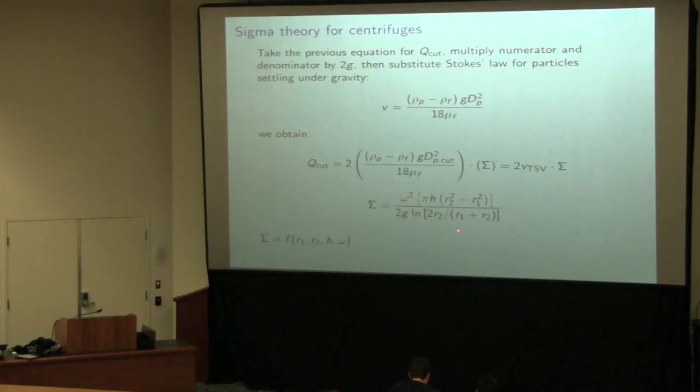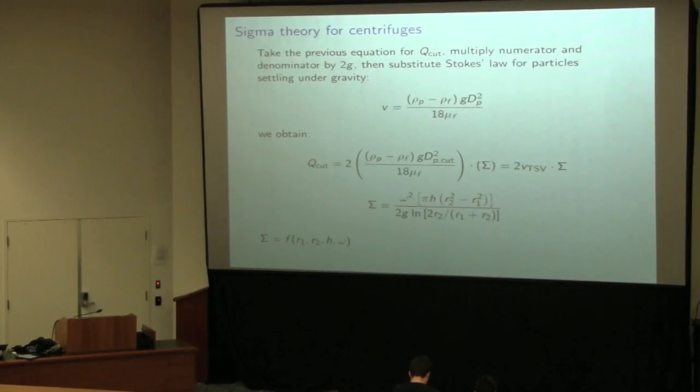Sigma also is only a function of the physical geometry and the speed at which you operate that centrifuge. So sigma is a pure property of the centrifuge itself. It's not a property of the particles or of the fluid. Sigma is only a property of the physical device that you're using. That's the critical idea. And sigma, having units of meters squared, corresponds to the cross-sectional area you would have required for regular gravity sedimentation.